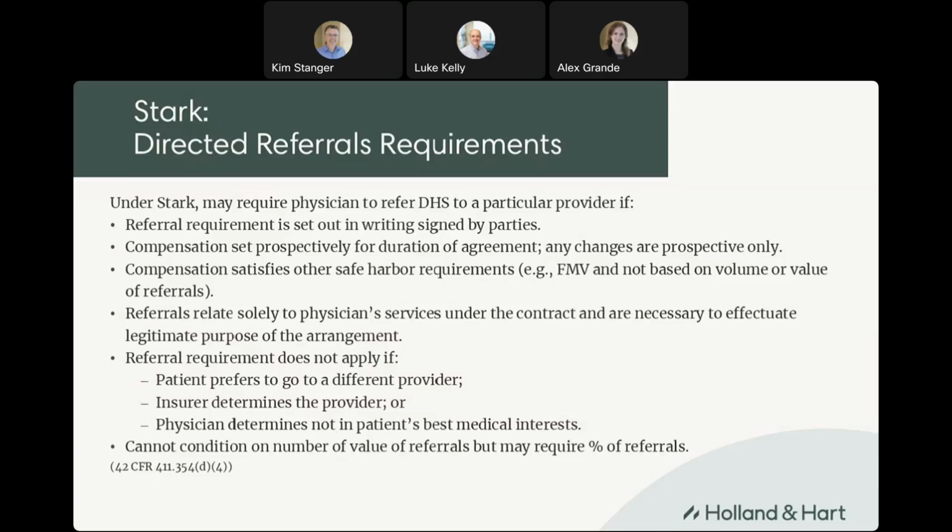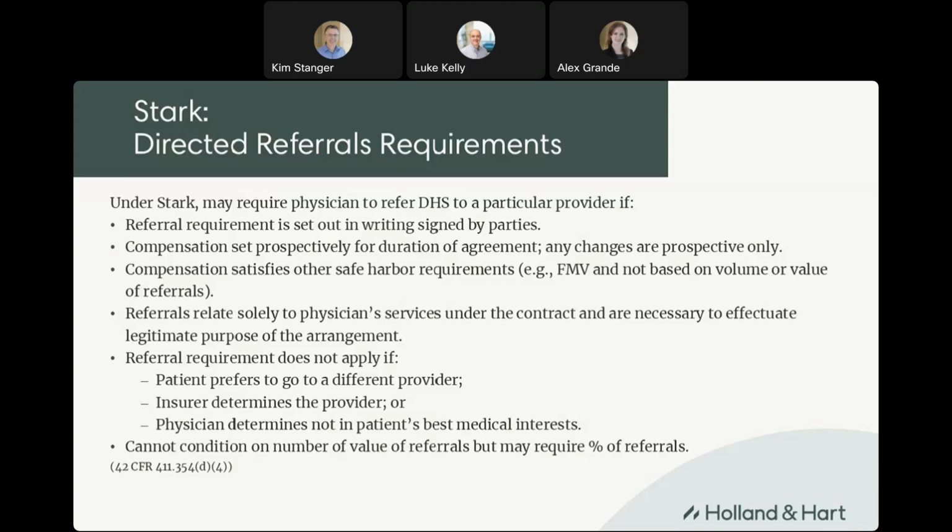Stark does allow an employer to require its employees to refer patients for designated health services to that particular employer. So if you're a physician group, you could require that your employees refer labs to your internal lab, or they can refer it to your imaging center. You can do that under Stark, so long as you satisfy certain requirements. Those requirements are that the referral requirement has to be set out in writing and signed by the parties. The compensation has to be set prospectively for the duration of the agreement. The compensation has to satisfy other safe harbor requirements, such as fair market value, and it can't be based on the volume of referrals. The referrals have to relate solely to the physician services under the contract and must be necessary to effectuate the legitimate purposes of the arrangement.